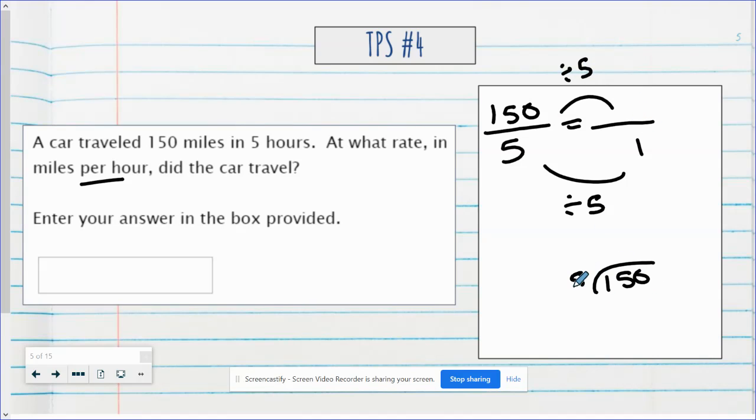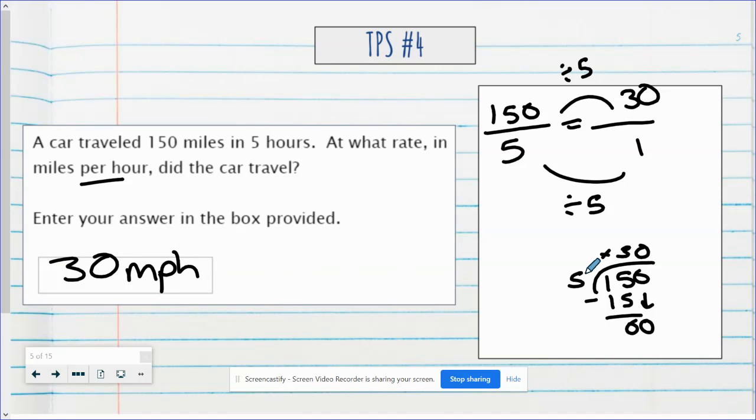Might need to come down here and do it. 5 goes into 15 3 times. 5 times 3 is 15. Subtract, you get 0. Bring down the 0. 5 goes into 0 0 times, so it would be 30 miles per hour or 30 mph. And again, we got that because we know that to go from 5 hours to 1 hour, we divide by 5. So 150 divided by 5 would be 30 miles. All right, let's keep going.